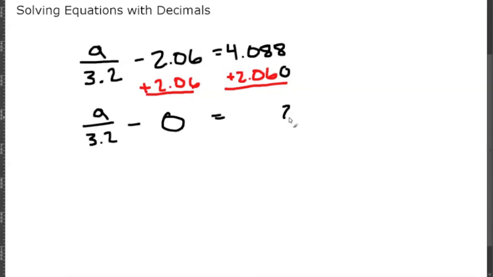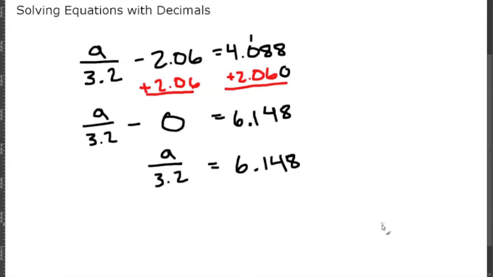8 plus 0 is 8. 8 plus 6 is 14. Carry the 1. 1 plus 0 is 1. And 4 plus 2 is going to be 6. So now we have a over 3.2 equals 6.148. What we have left to do is to multiply by 3.2 to get it out from the bottom. Whatever we do to the one side, we have to do to the other side. So let's do our multiplication up here.